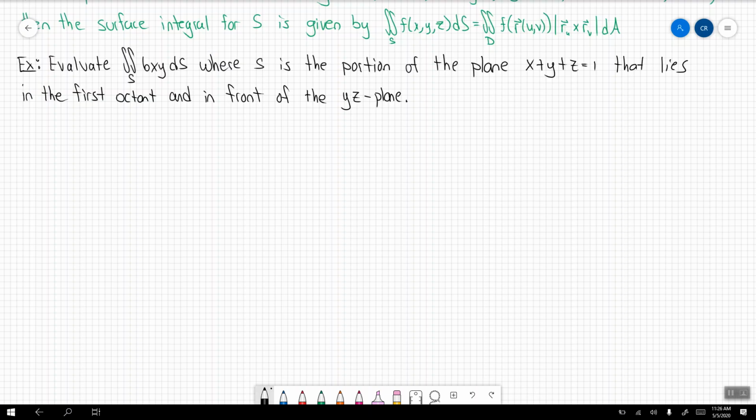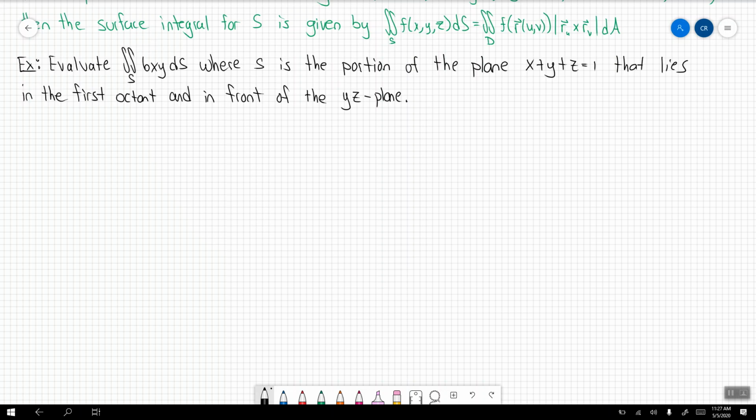Alright, so here's going to be your first example. We're going to have here this example that says evaluate this surface integral of 6xy dS, where S is the portion of the plane x + y + z = 1 that lies in the first octant and in front of the yz plane.